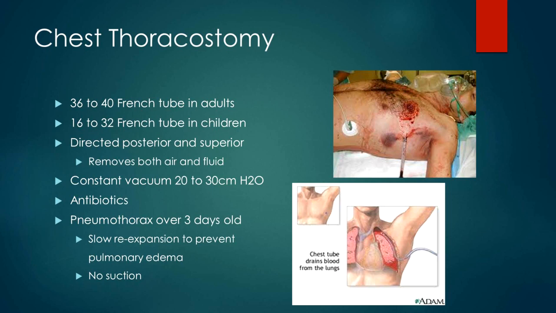Pneumothorax over 3 days old: you want to make sure that you slowly re-expand that. It can cause a re-expansion pulmonary edema. You don't want to just completely re-expand the lung and cause them to go into that pulmonary edema. So you don't hook them to suction. You give them positive pressure with the chest tube in and let them re-expand that lung slowly.